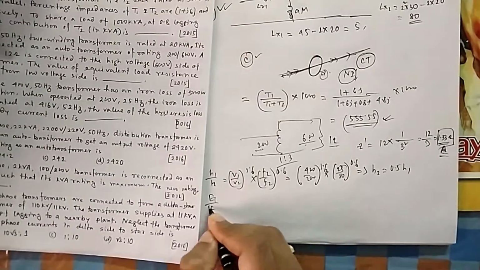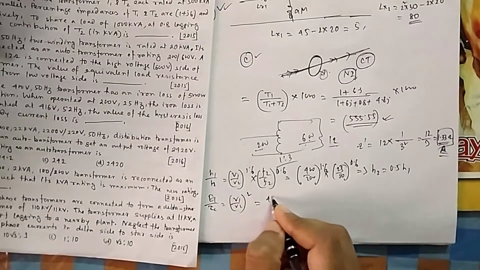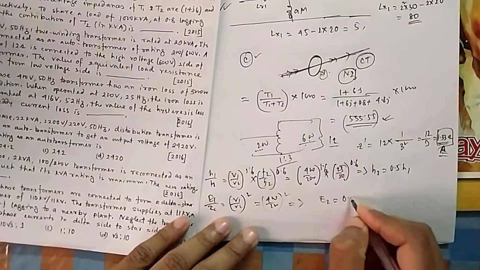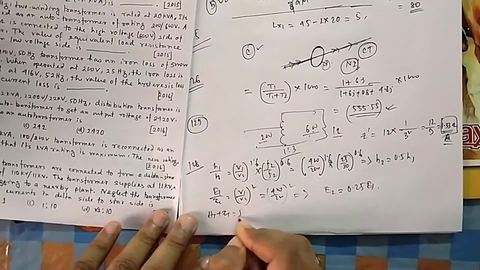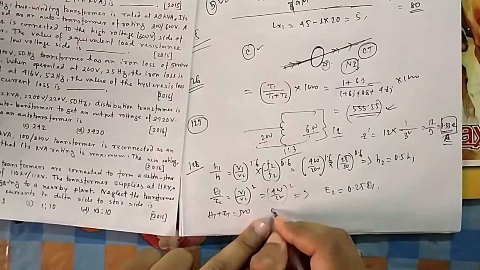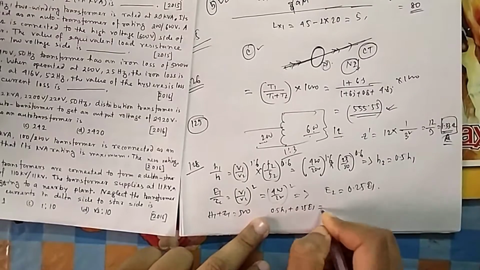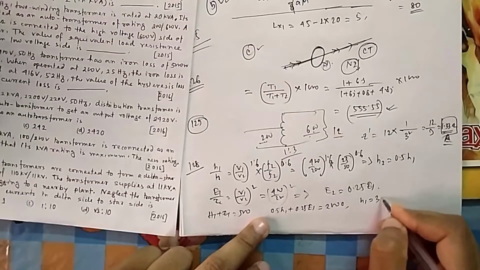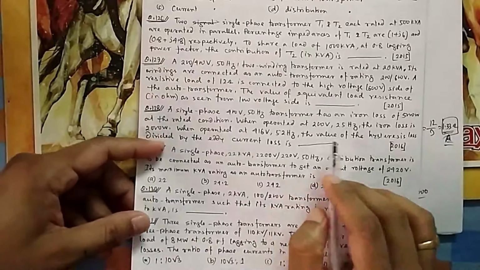Similarly, your E1 by E2 is equal to V1 by V2 whole square, which is equal to 400 by 200 whole square, which will give rise to E2 is equal to 0.25 into E1. So they have given you H1 plus E1 is equal to 5000 and H2 plus E2, that is 0.5 H1 plus 0.25 E1, that is also given 2000. So if you solve these two, you will find H1 is equal to 3000 and E1 is equal to 2000. This is at 50 Hz.